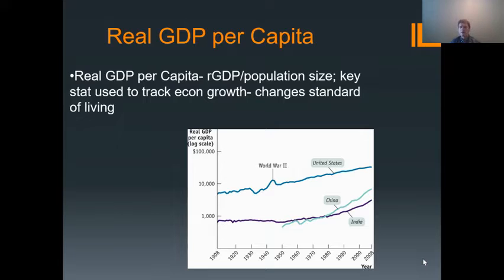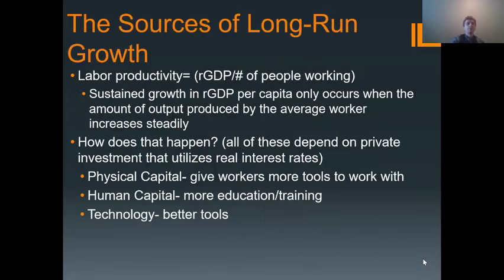It generally shows you a link between that and standard of living. So, a higher real GDP per capita usually means a better standard of living, and usually means economic growth. Not always, but usually. So, what are the sources of this? First and foremost, labor productivity. If you have a sustained growth in your real GDP per capita because your output is produced by the average worker at a higher rate, that is economic growth.